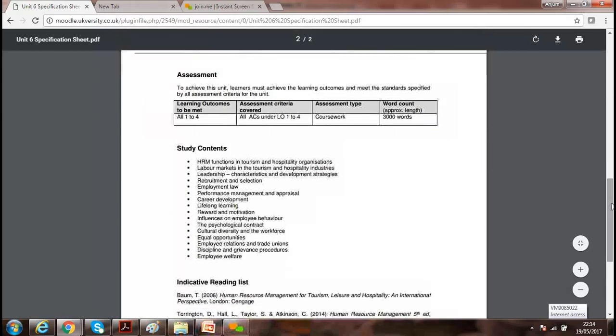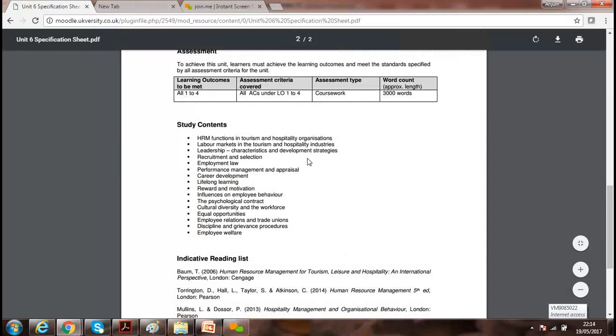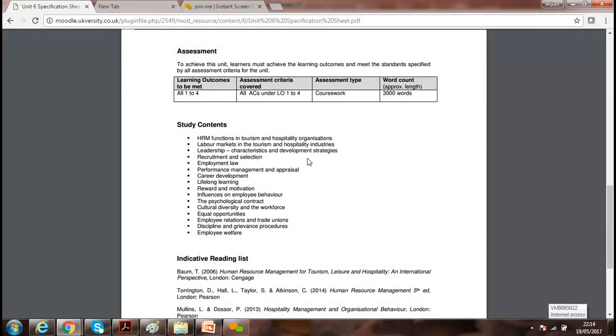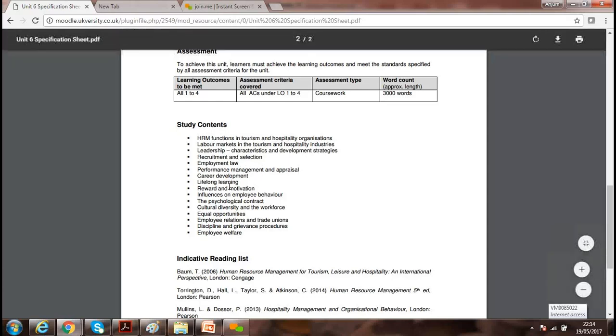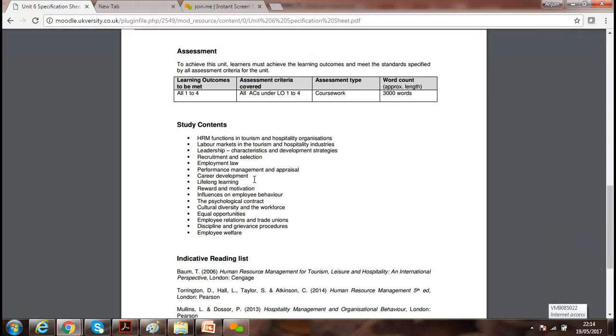And these are the course contents which we discussed: the HRM function, the labor market, recruitment and selection, employment law, performance management and appraisal, and career development. Lifelong learning: we need people to be continuous learners. We never stop learning. It's called continuous professional development, CPD. Every year, everybody needs to spend 5 hours developing themselves, doing some courses. That's a lifelong learner. We carry on learning.